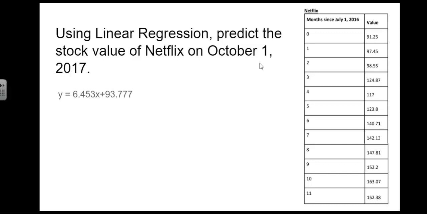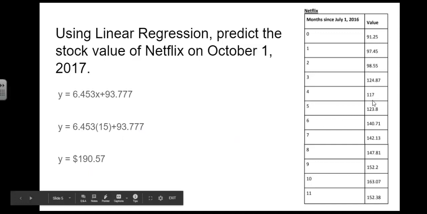So I'll start with the equation that I found using linear regression. Substitute the 15, and I have $190.57 for the predicted stock value in Netflix on October 1st, 2017. So when I do this, I always like to go back and look at my data, make sure that it makes sense with the trend. So here it was increasing, that makes sense.